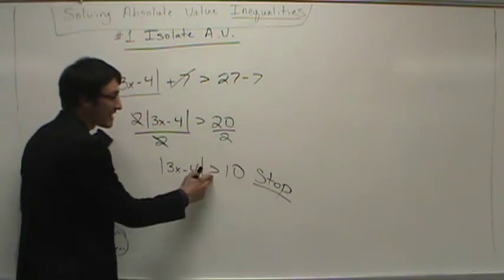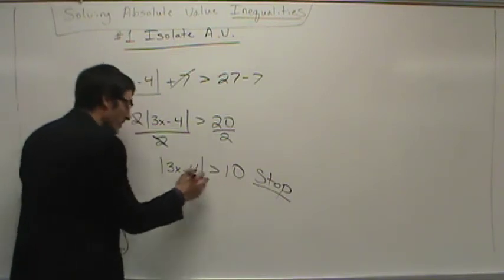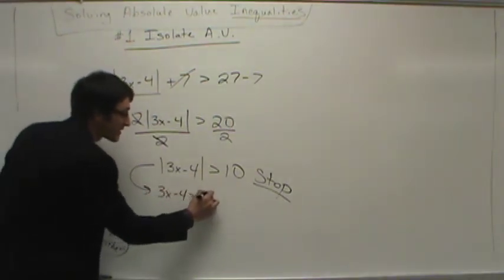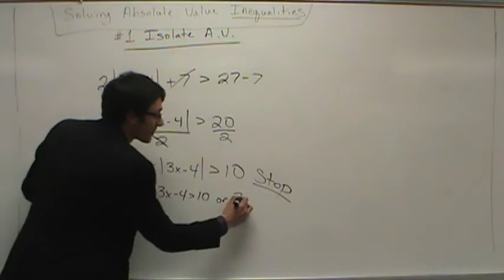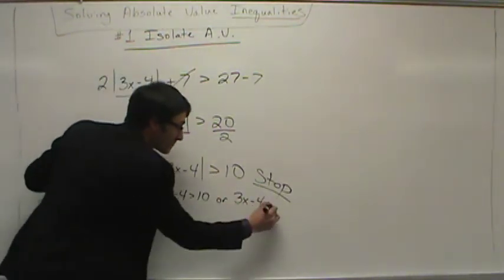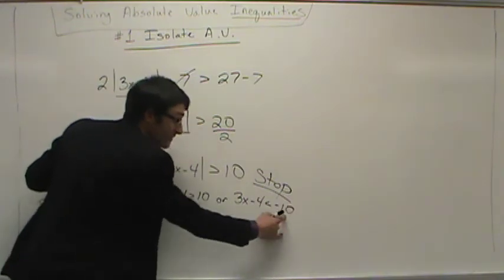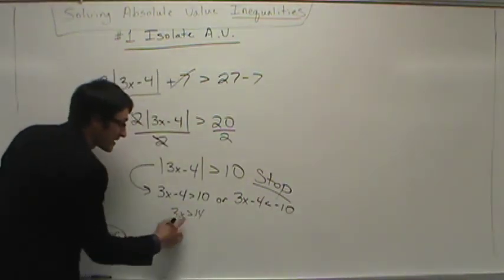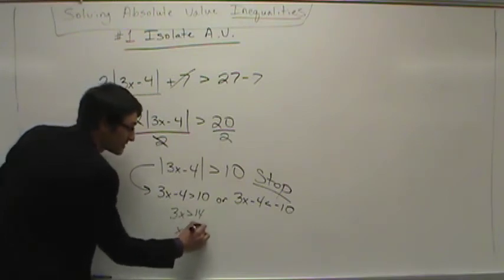Is this and or is this or? Hopefully you say or. Okay, we're going to write 2 equations. When we have 3x minus 4 is greater than 10, connective word is or. 3x minus 4, flip. So we're going to flip the sign. Less than what? Negative 10. Okay, flip the sign. And now add your 4. 3x is greater than 14. Divide by 3. X is greater than 14 over 3.